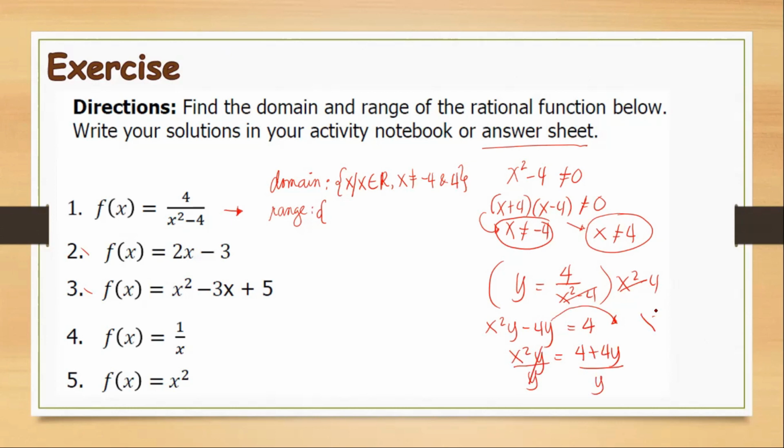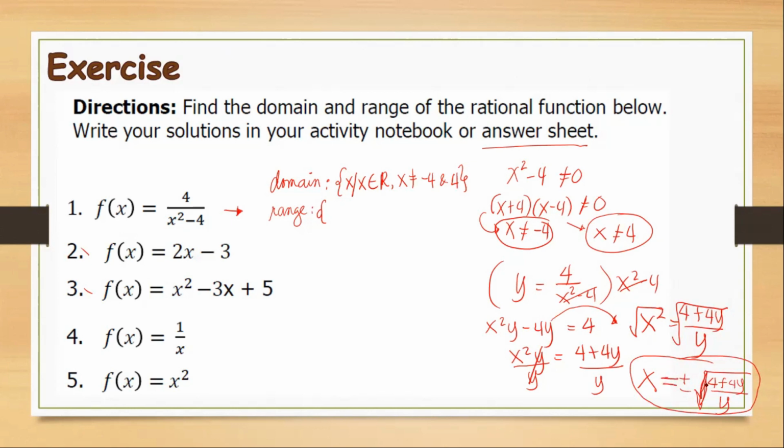We get x squared equals 4 plus 4y over y. And find the square root of both sides of the equation. So x must be equal to positive or negative square root of 4 plus 4y over y. So at this point, our x must not be equal to this one. Sorry. The value of our x now is this one.